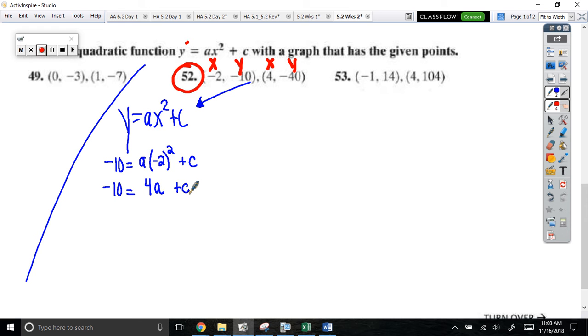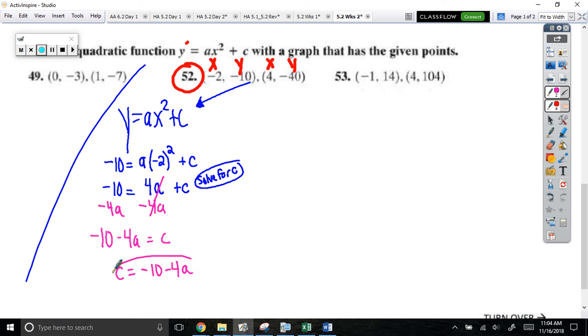Now we're going to do what we did before. We're going to solve this for c. So to solve for c, I need to undo addition of 4a with subtraction of 4a. So we'll get negative 10 minus 4a equals c. You can flip that around if you want, and you could also rearrange this any way that makes you feel better. But we're going to get c equals this. So instead of c equaling a number, it equals an expression.